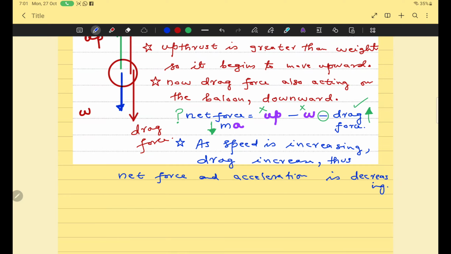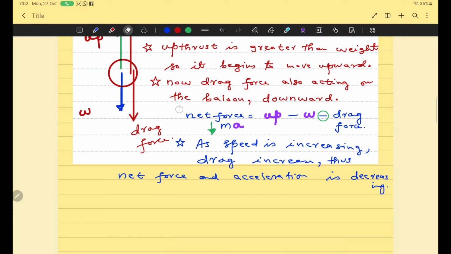As the balloon is moving upward, its speed is increasing. When speed increases, sir, drag force increases. When drag force increases, then net force decreases. And net force decreasing means acceleration decreasing.